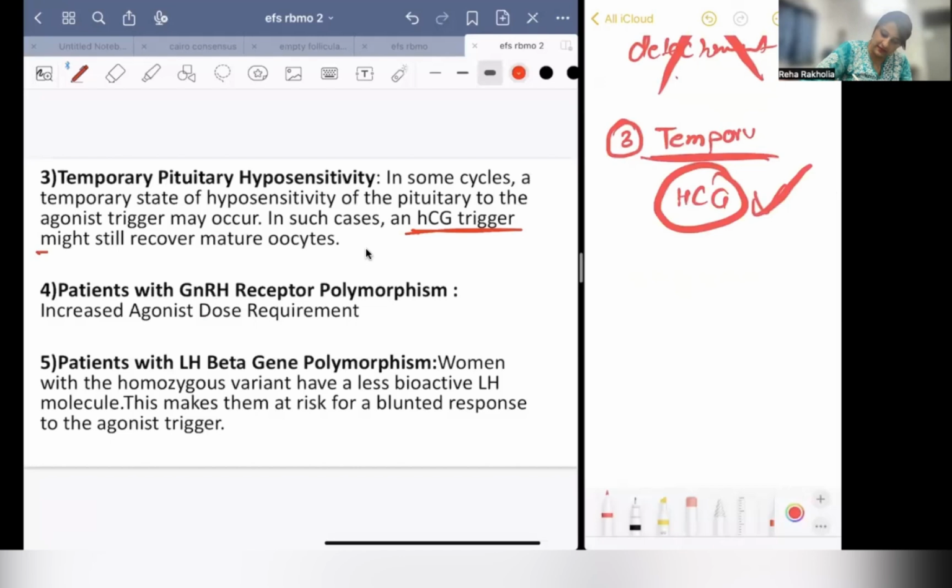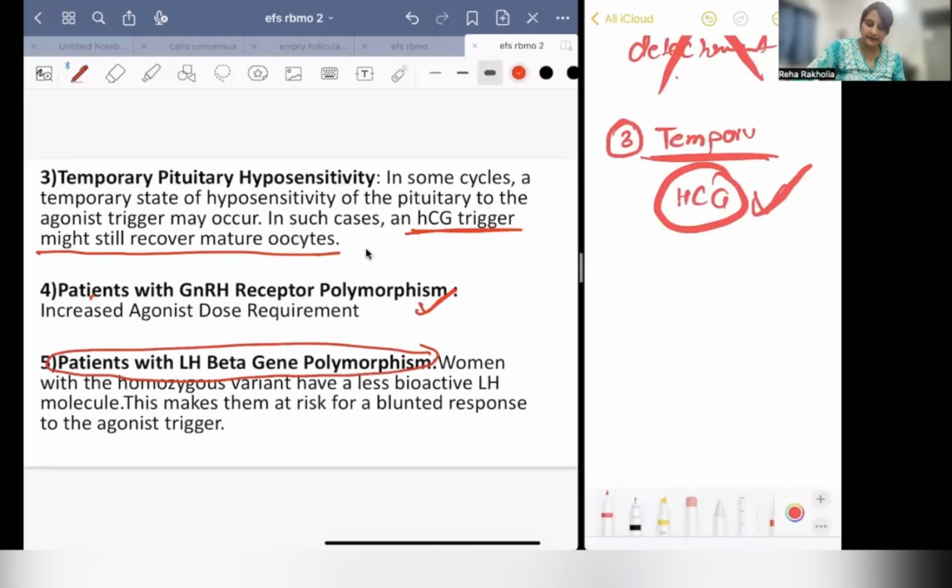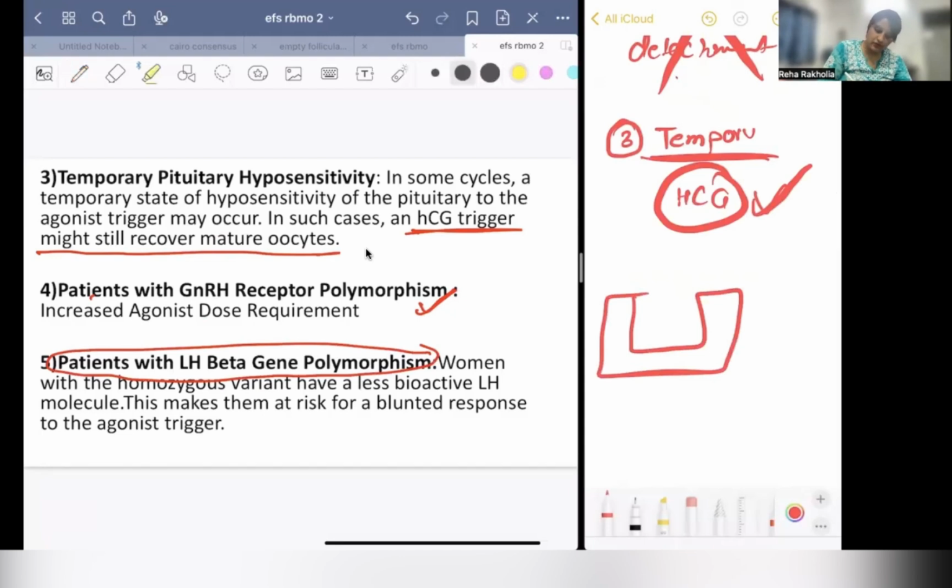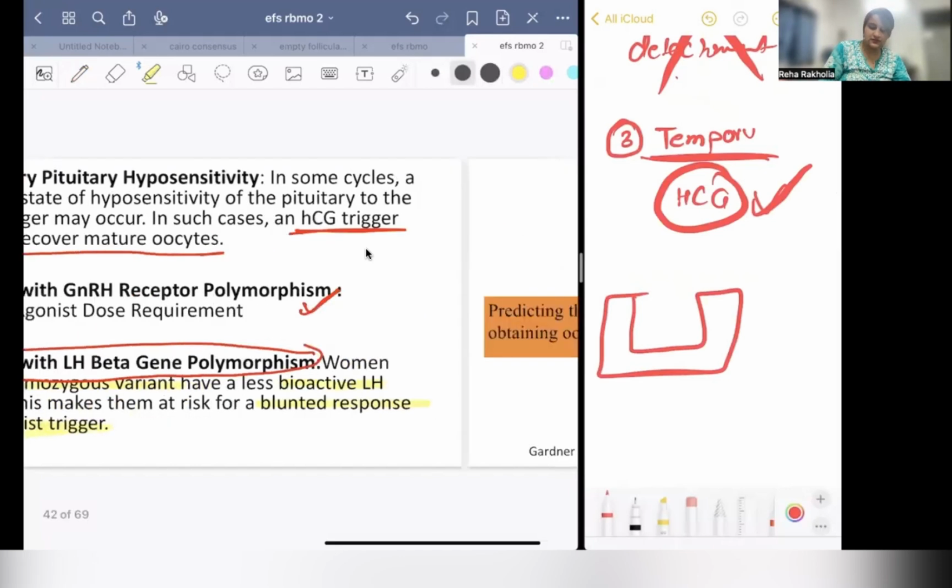Even an insufficient HCG trigger might recover mature oocytes well. Then, if there is GnRH receptor polymorphism, we will have to increase the dose of the GnRH agonist. Then LH beta gene polymorphism. I'm talking about it time and again because it is important. If there is LH beta gene polymorphism, homozygous variant, women with the homozygous variant have less bioactive LH molecule. This makes them at risk for a blunted response to GnRH agonist.